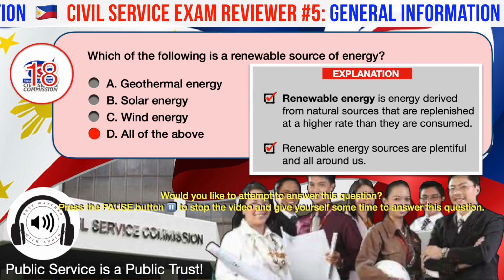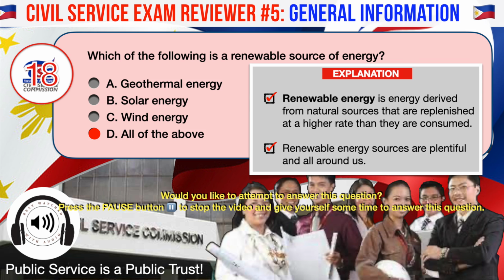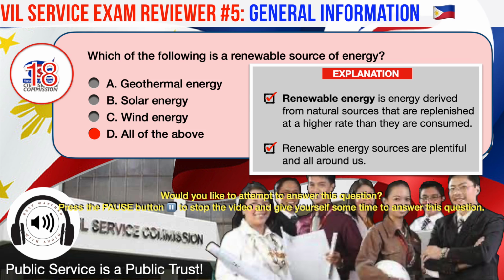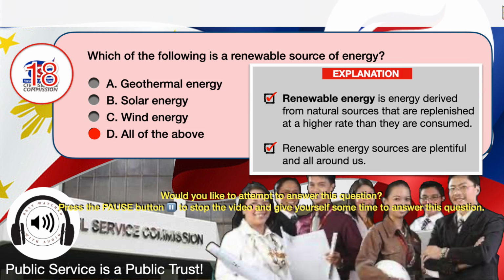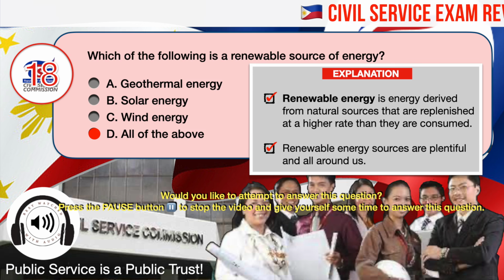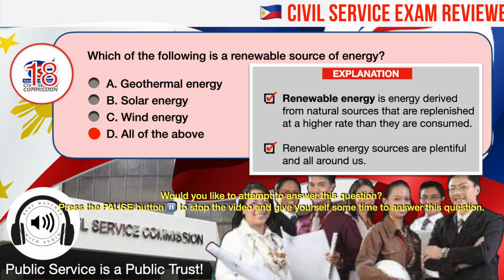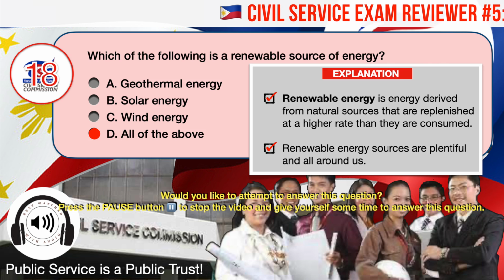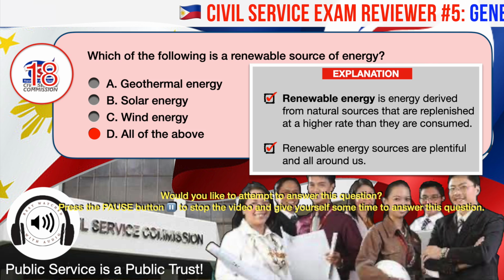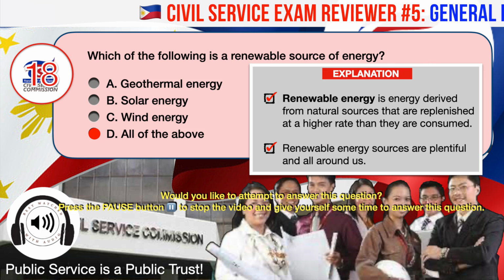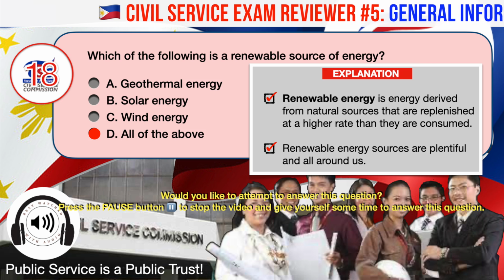Renewable energy is energy derived from natural sources that are replenished at a higher rate than they are consumed. Sunlight and wind, for example, are such sources that are constantly being replenished. Renewable energy sources are plentiful and all around us. On the other hand, fossil fuels including coal, oil, and gas, are non-renewable resources that take hundreds of millions of years to form. Fossil fuels, when burned to produce energy, cause harmful greenhouse gas emissions, such as carbon dioxide.